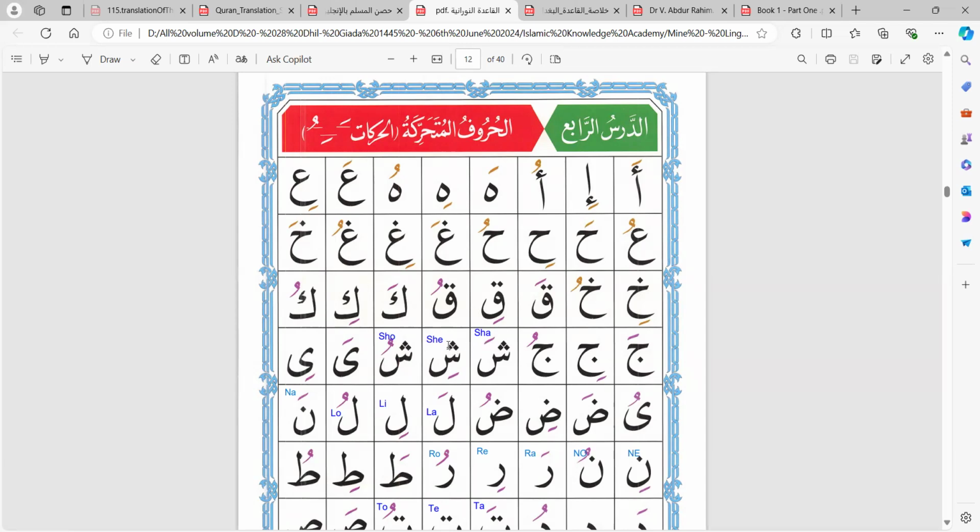Together شا, شي, شو. Then we go to the third letter that comes from the middle of the tongue. يا فتحة يا, يا كسرة يي, يا ضمة يو. Together يا, يي, يو. Then we go to the letter ضاد.